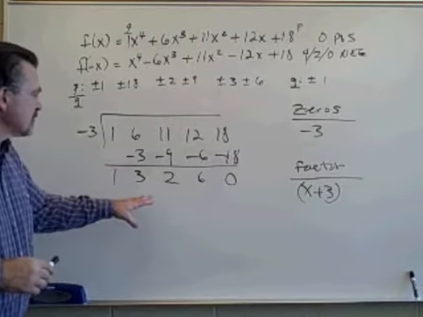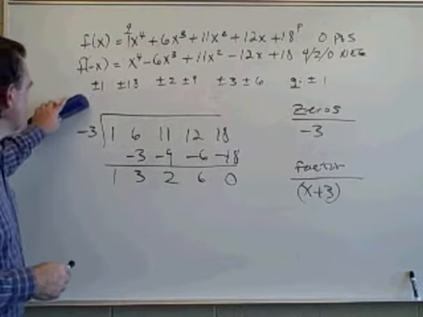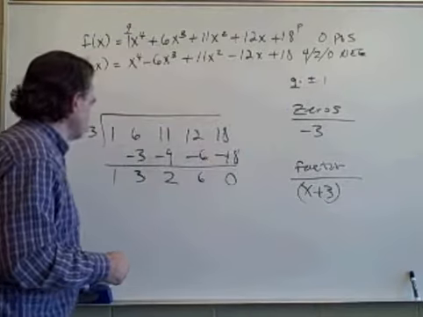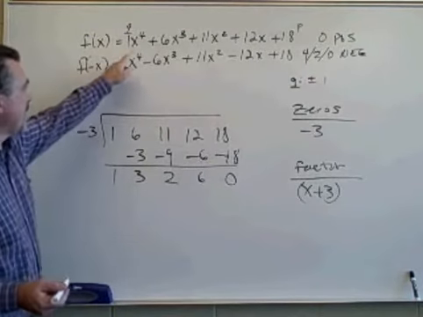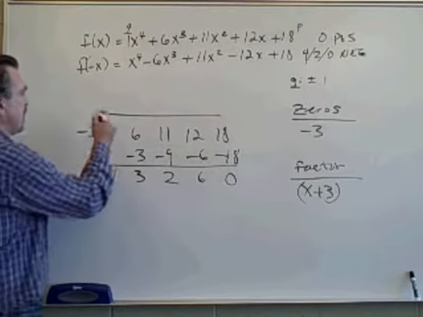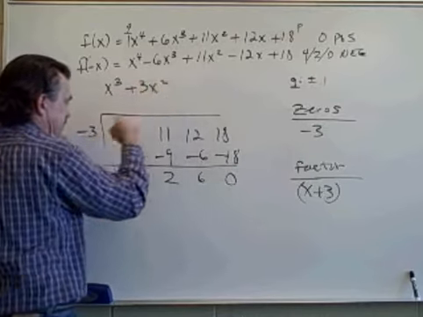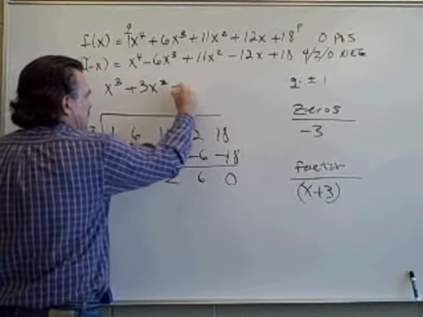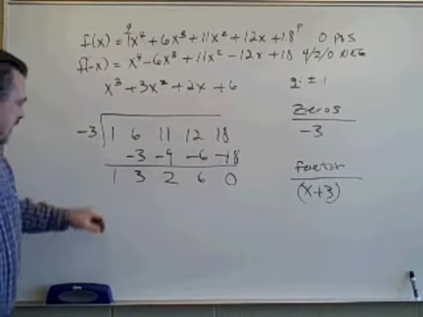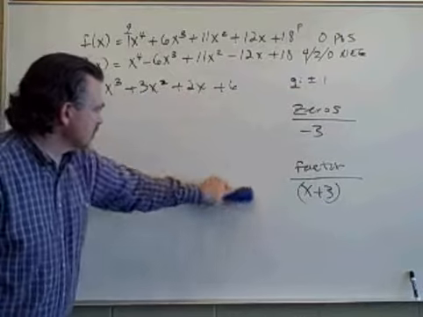And the reduced polynomial would be, okay, the highest power here was 4, so the highest power here is going to be 3. The reduced polynomial is x to the third plus 3x squared plus 2x plus 6. And this is now the polynomial for which I need to find zeros.